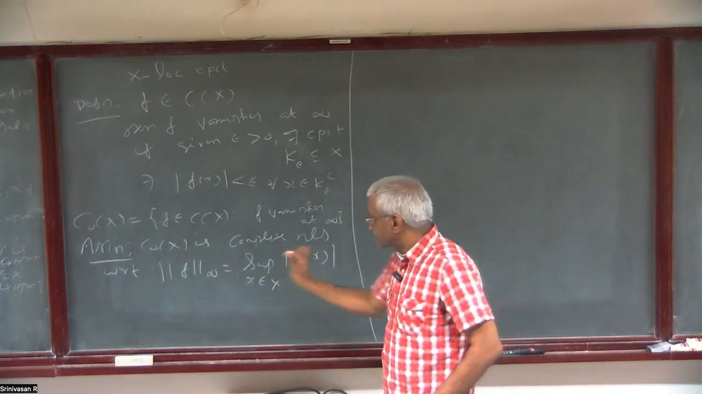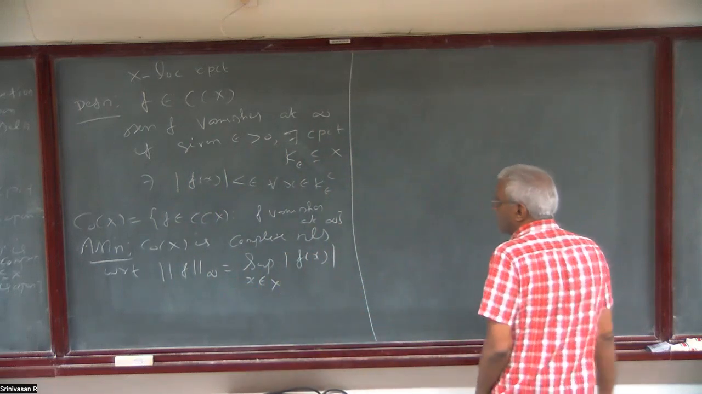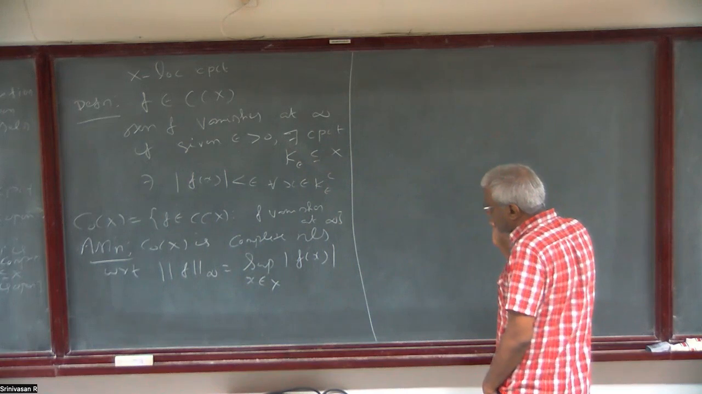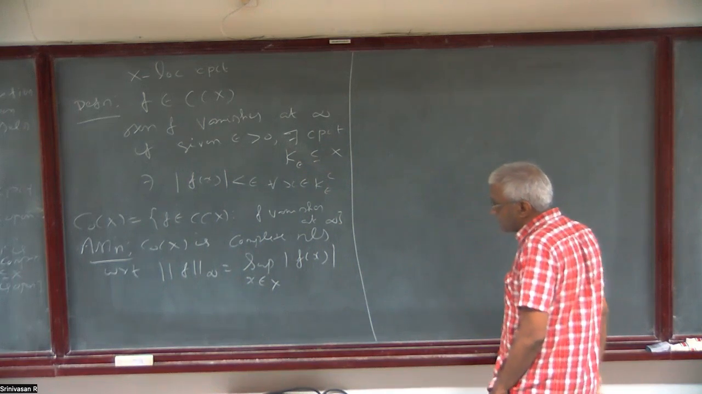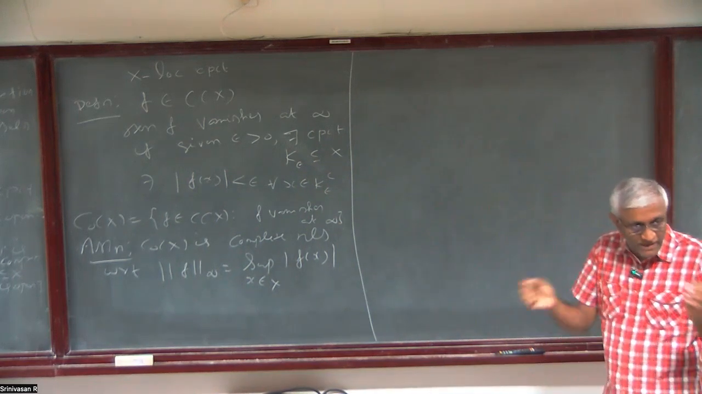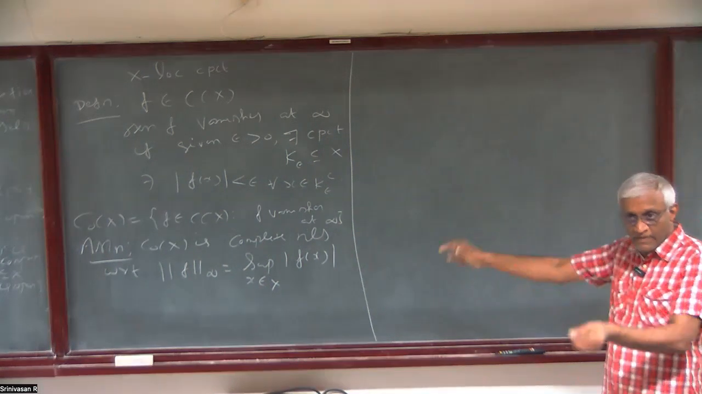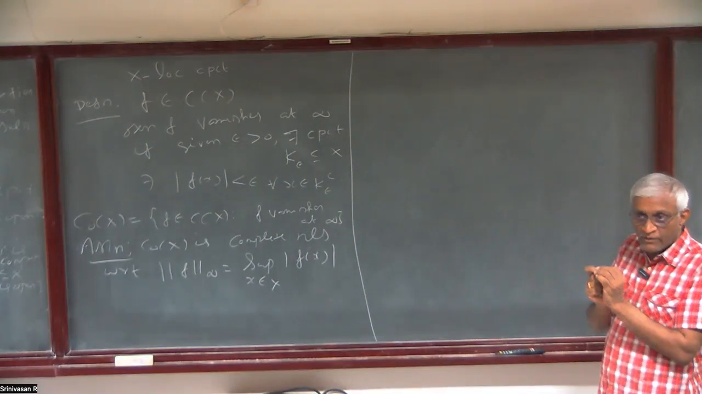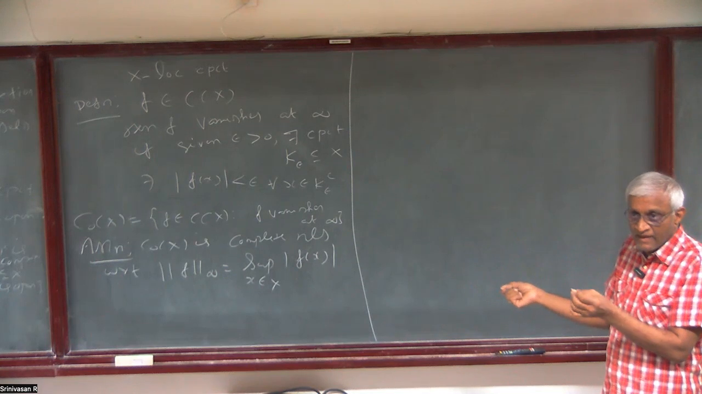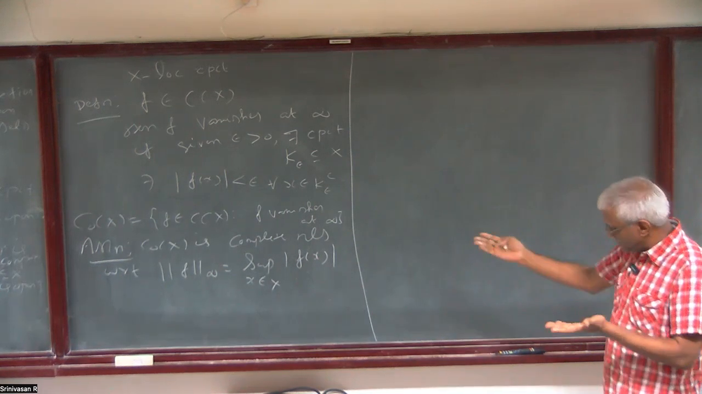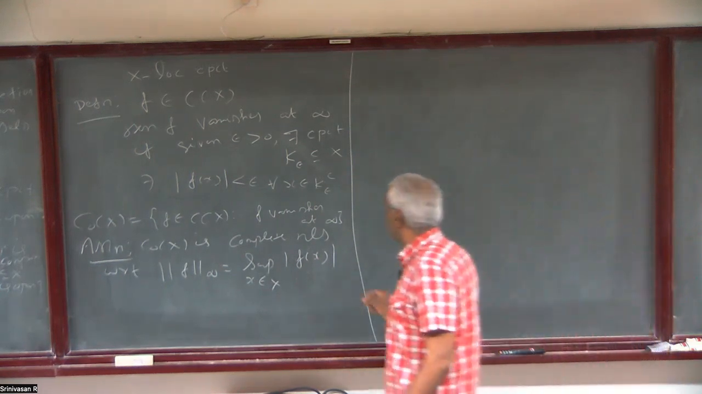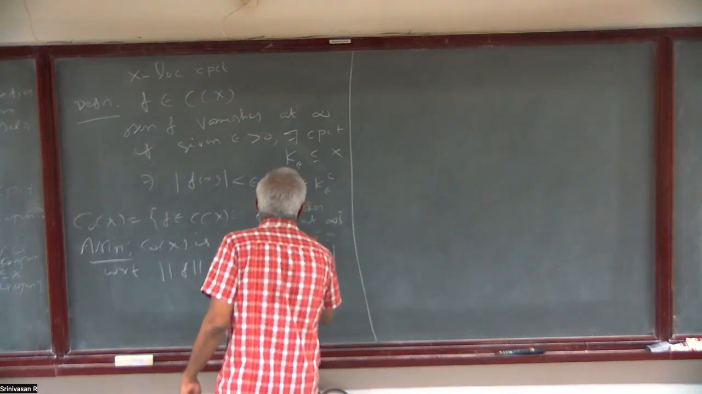So that is the exercise. This is a complete normed linear space. Notice that it's also an algebra. You can multiply two functions pointwise, and that will again be in that. And you can add. All these things you can verify. So it's a normed, complete algebra.